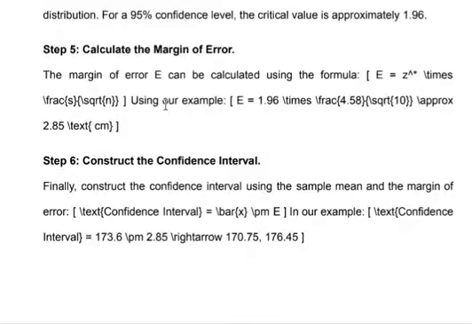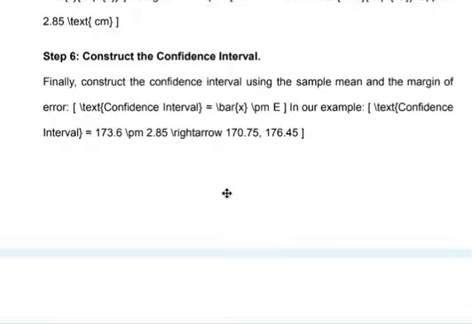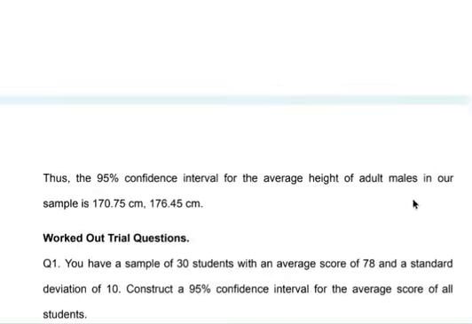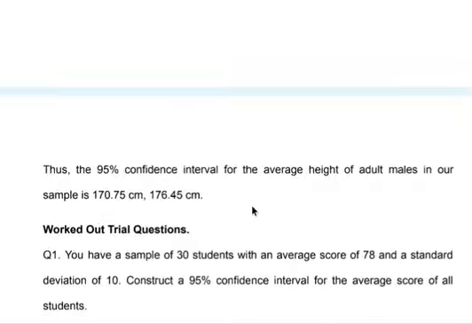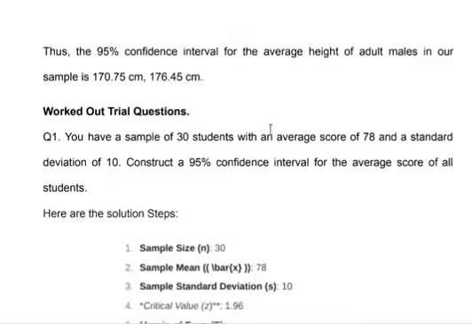Step 5. Calculate the margin of error. The margin of error can be calculated using the formula, using our example. Step 6. Construct the confidence interval. Finally, construct the confidence interval using the sample mean and the margin of error, in our example. Thus, the 95% confidence interval for the average height of adult males in our sample is 170.75 centimeters, 176.45 centimeters.